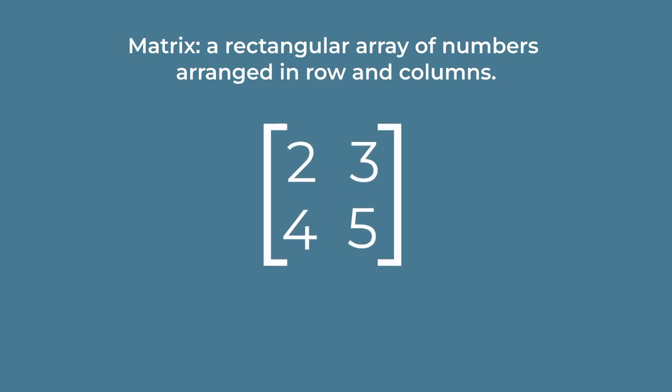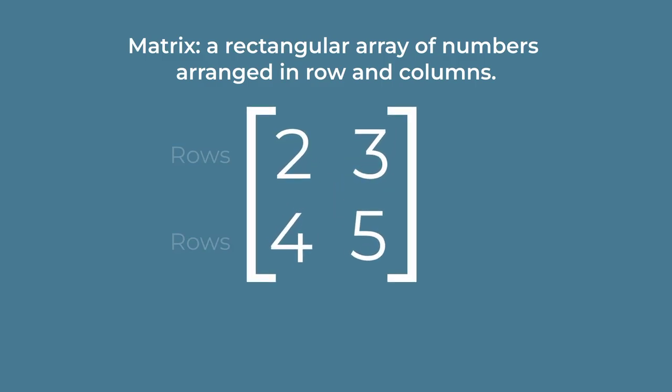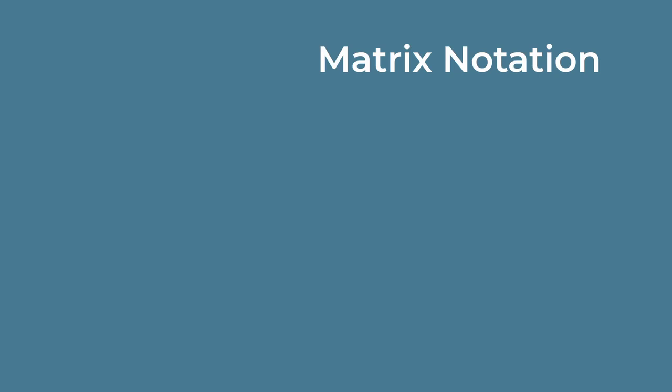For example, this is a 2x2 matrix. It has 2 rows and 2 columns. A matrix can be composed of any number of rows and any number of columns. We usually denote matrices using capital letters, like A.